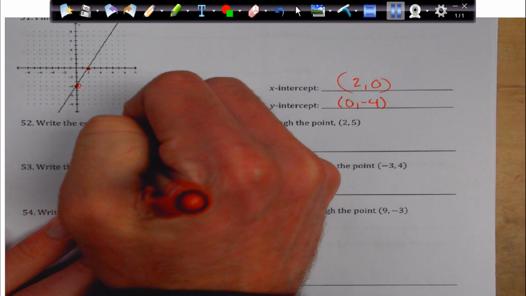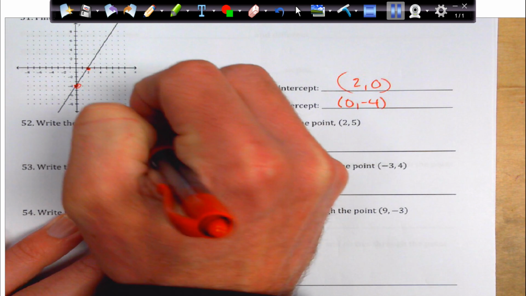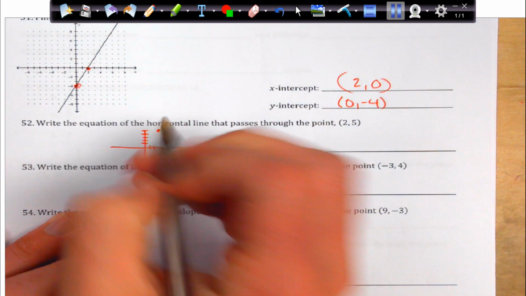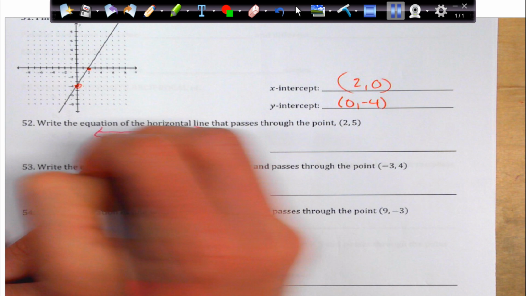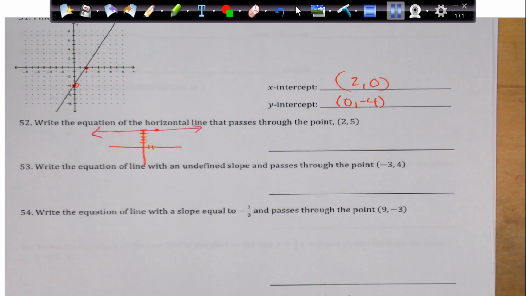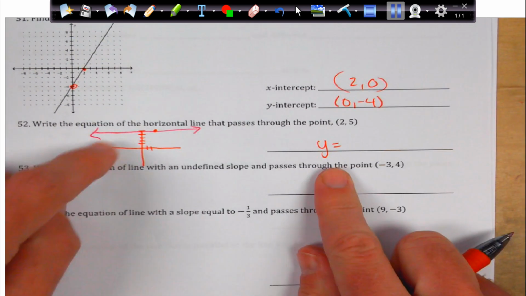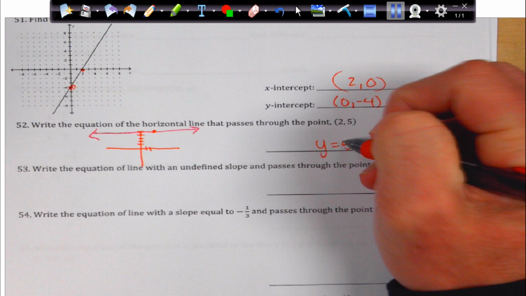Easiest way to do this is to draw a little graph, find 2, 5, and then draw a horizontal line. There it is. Now remember, on the page previous, we said if it's a horizontal line, it's a y equals line. So this is going to be a y equals line. And where is it going through on the y? 5. So that's y equals 5.